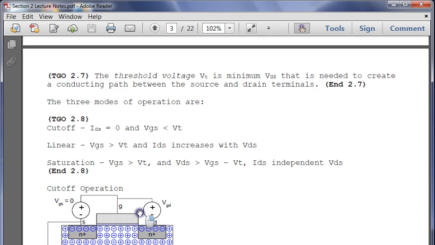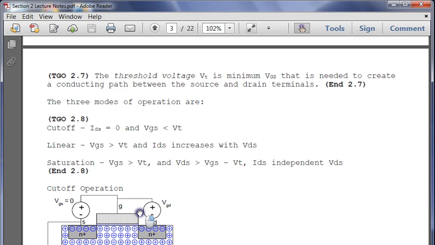So the 3 modes of operation: we start out with those scenarios we had earlier, where we have either no voltage or we haven't gotten the gate source voltage to reach that specific threshold, right? In the cutoff, ideally, the drain source voltage is 0. We're going to learn later in this section about instances when the ideal is not the case. And the gate source voltage is less than the threshold voltage.